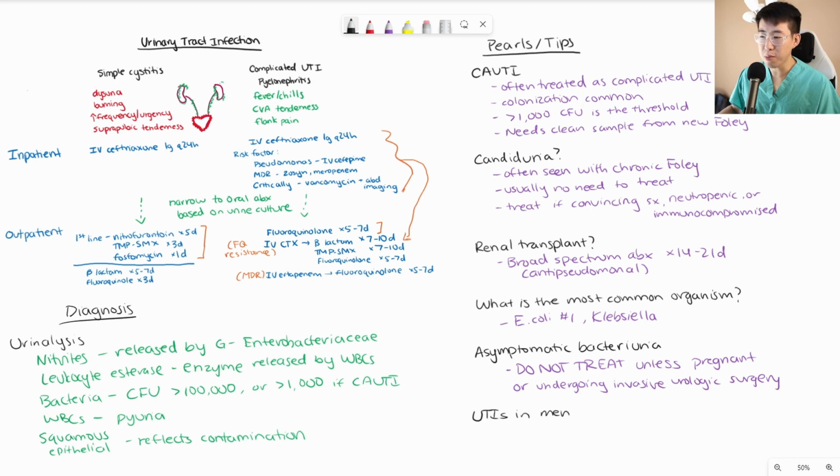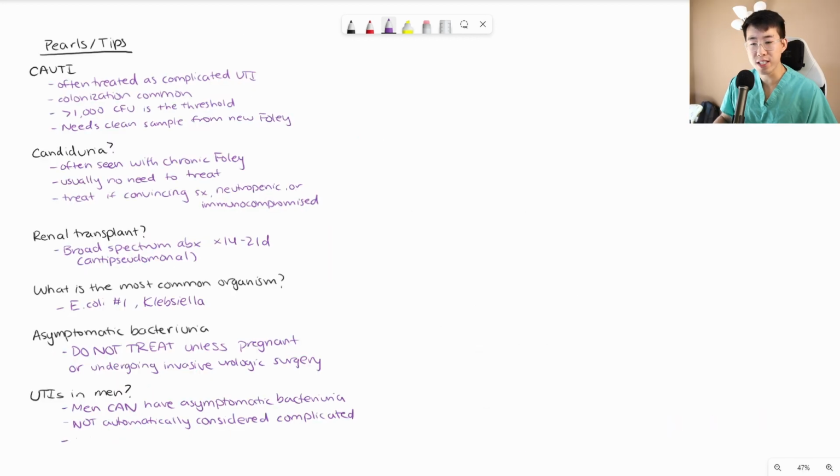A couple of things that used to be practiced was that people would think that asymptomatic bacteriuria was not possible in men, so they would always treat it. And the second thing is that they would consider all UTIs in men complicated. However, neither of these are recommended anymore. So men can have asymptomatic bacteriuria, and it's not automatically considered complicated. And if they have persistent or recurrent UTIs, then you should really consider prostatitis as a possible diagnosis, which would need to be treated with a very prolonged course of fluoroquinolones or Bactrim.